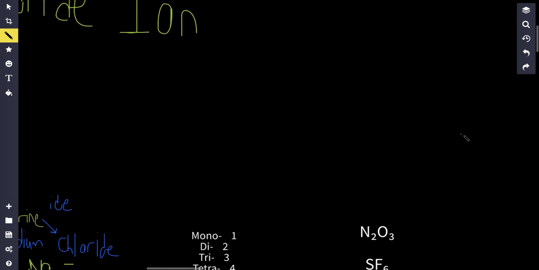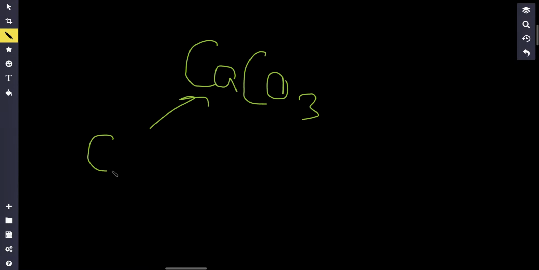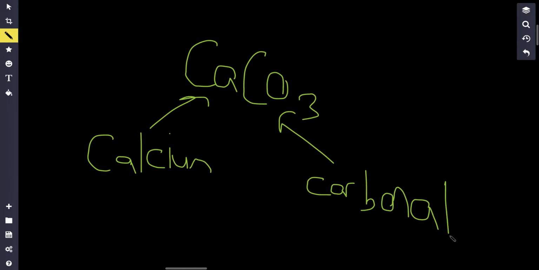We can do more examples. Let's say we have CaCO3. This right over here is calcium. This right over here is carbonate. So the name of this is calcium carbonate.